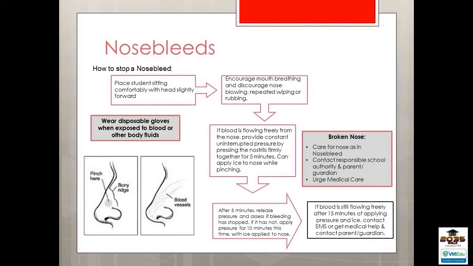After 5 minutes of pinching, assess if the bleeding has stopped. If it has not, apply constant pressure for an additional 10 minutes with ice applied to the nose. If blood continues to flow freely after 15 minutes, contact emergency medical services or get medical help and contact the guardian.